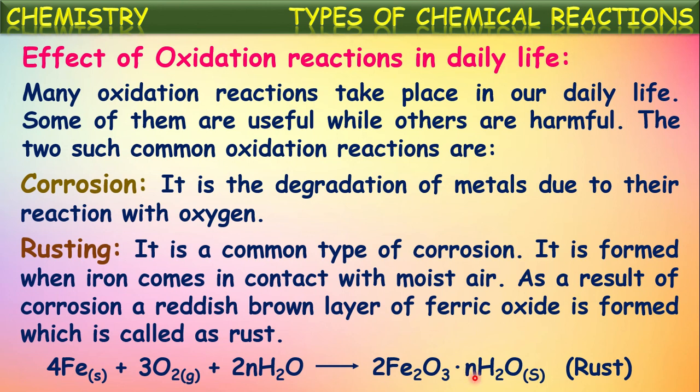Okay, this is rust. This is one of the oxidation processes because oxygen atoms are being added to iron here. Initially iron is there in the free form. It is combining with oxygen, forming iron oxide. So gaining of oxygen is happening. That process is called oxidation. So rusting is one of the forms of the oxidation process.